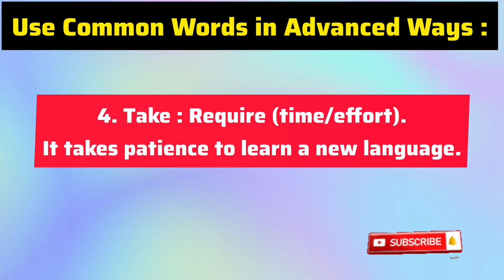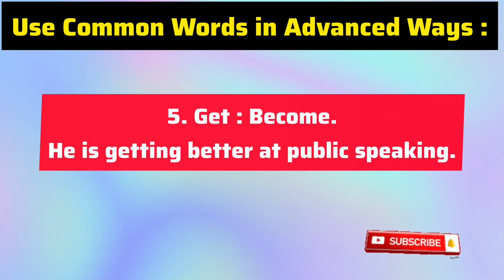Up next, we'll dive into the fifth common word, that is get. Here we can use it in an advanced way to convey the meaning become. So as you see the example, he is getting better at public speaking. That means he is becoming better at public speaking. I'm quite sure it's clear.